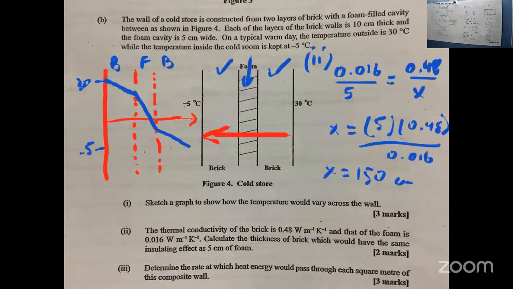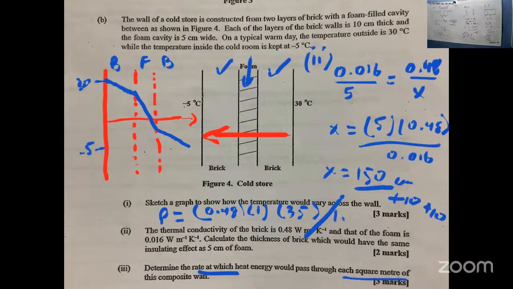And then part 3 now is to put everything into the rate of energy formula. Here I'm using brick alone, so I'm using 0.48. The question said per meter square, so the area is 1. Temperature changes from 30 to -5. How much is that? It's 30 minus -5, so that will be 35. And what is the thickness now? 1.7. You're adding 150 to 10 plus 10. That's 170, which is 1.7.